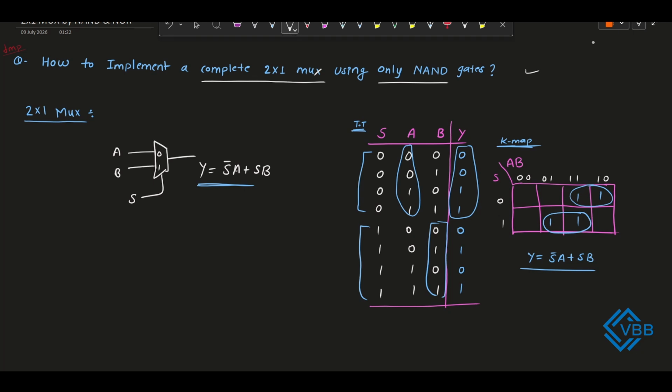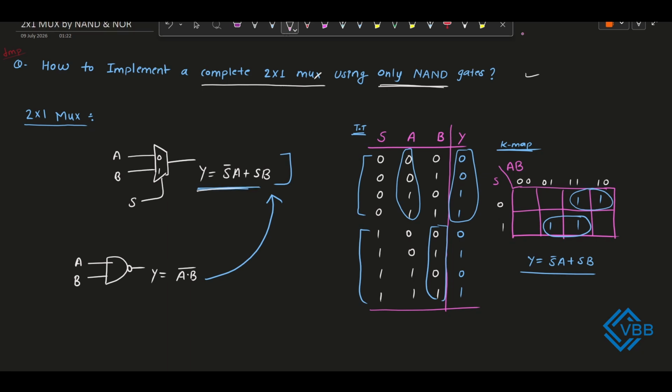We will implement this expression using only NAND gates. So now let's start. As you all know, what is the symbolic representation of a NAND gate? If there are two inputs, let's suppose the first input is A and the second input is B, then we get the output of the NAND gate as A into B whole complement. Our task here is to implement the MUX output expression using this NAND gate output expression, so that we can say we have implemented the 2:1 MUX using only NAND gates.